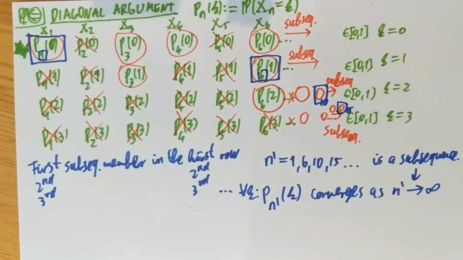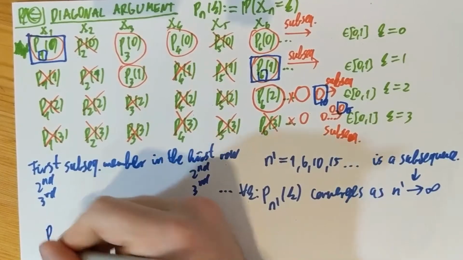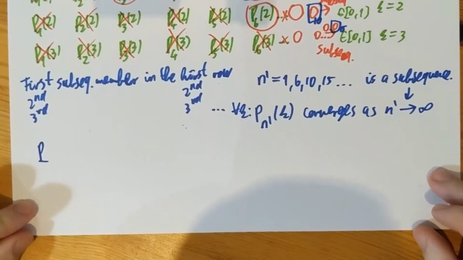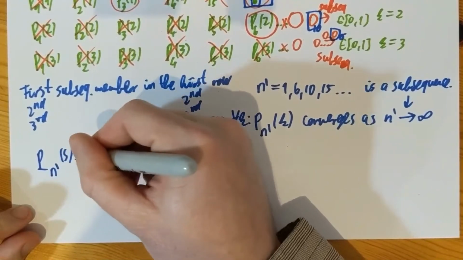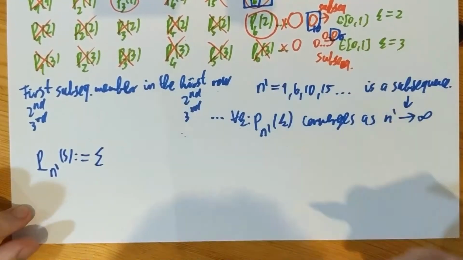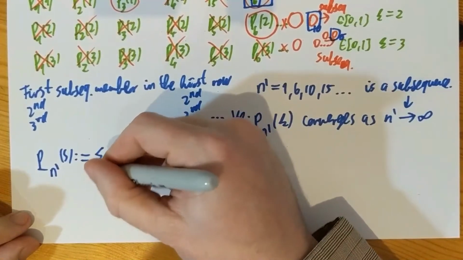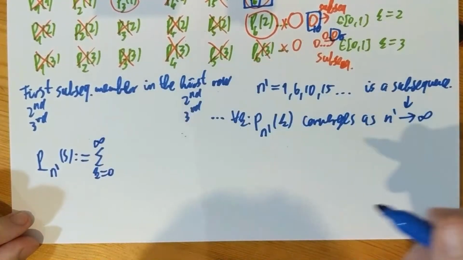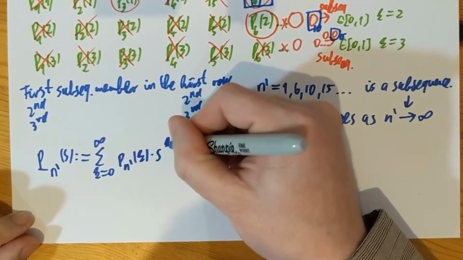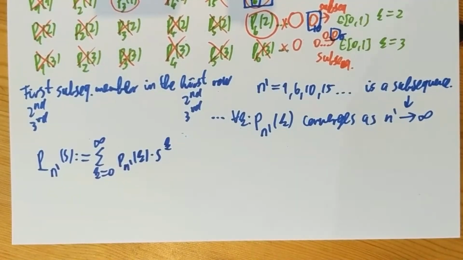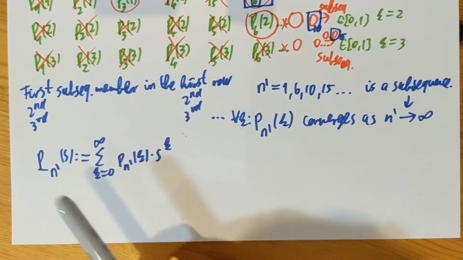Okay. Now I can build up from this mass function a generating function. Pn prime of s is defined to be the sum as k is summed from 0 to infinity of this mass function times s to the k. So I am having some generating functions along a subsequence n prime, which for example could be 1, 6, 10, 15 and so on. And this is a subsequence of generating functions.